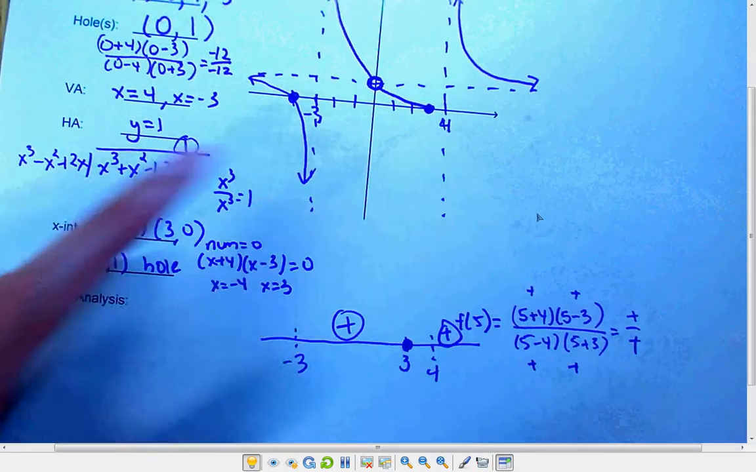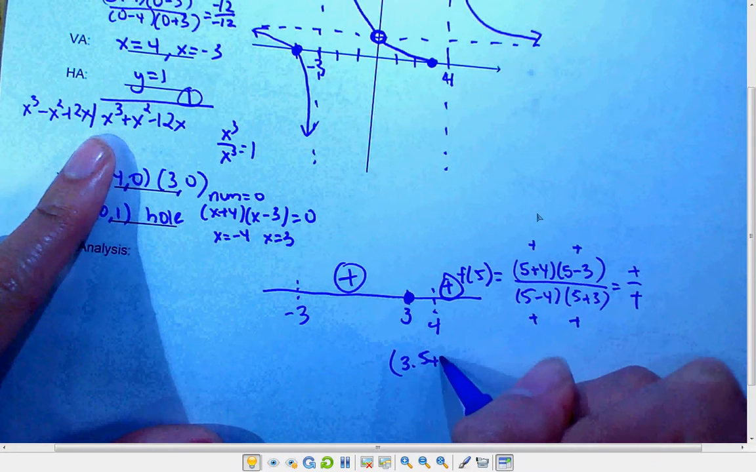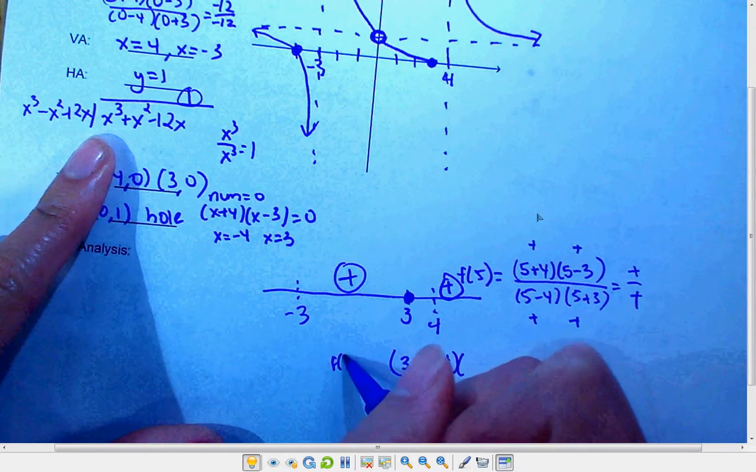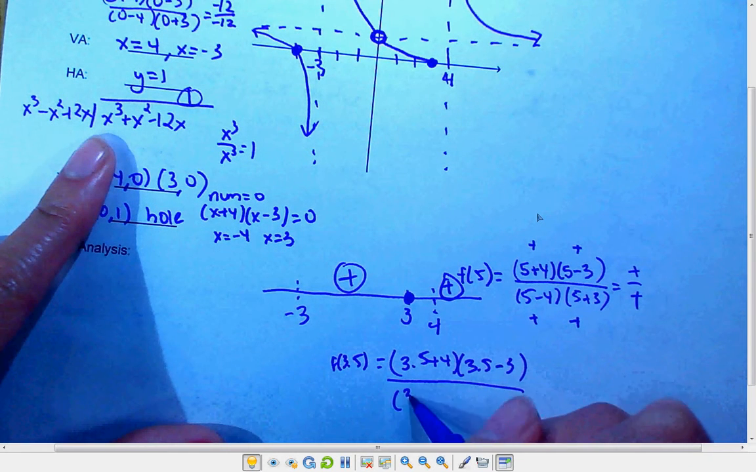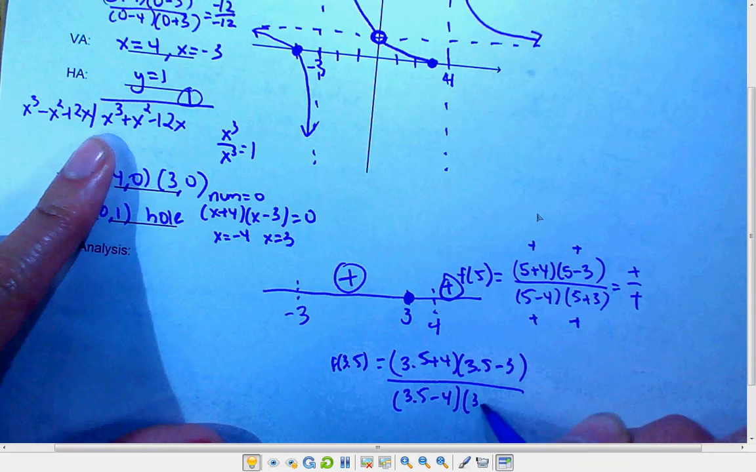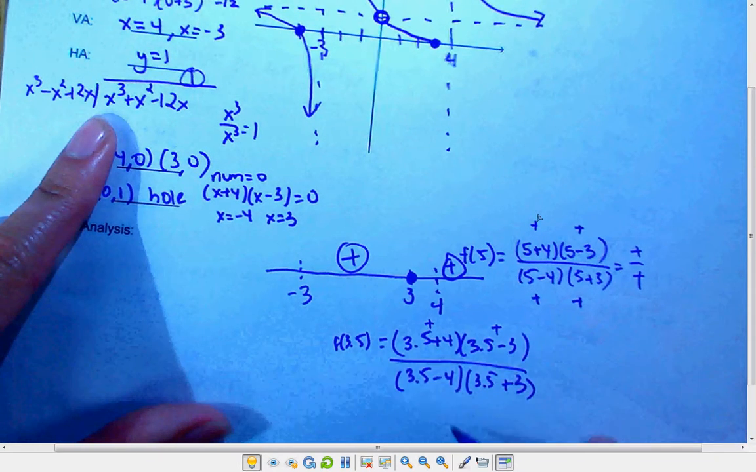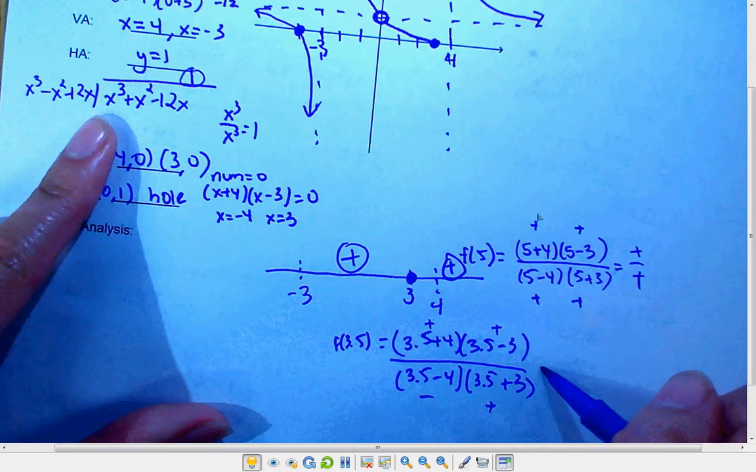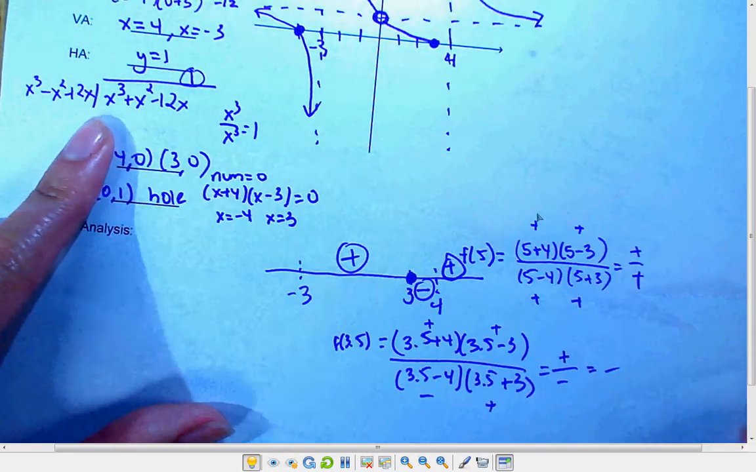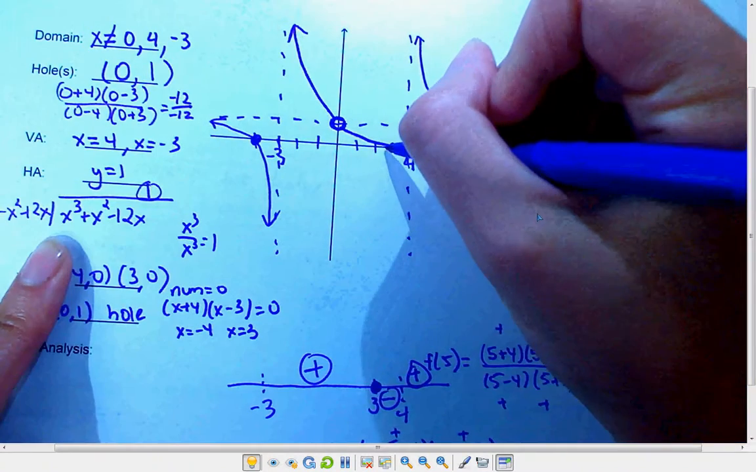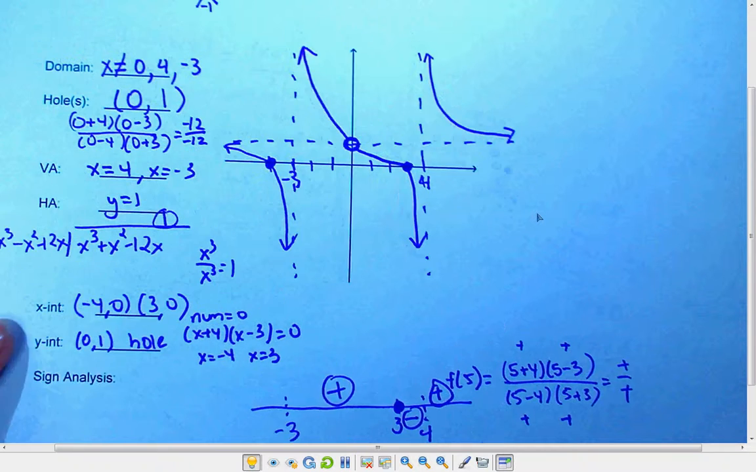And for this section, let's just make sure. If we plug in 3.5, so 3.5 plus 4, 3.5 minus 3, 3.5 minus 4, 3.5 plus 3. So this is going to give us positive, positive, negative, positive. So it's a positive divided by a negative, which is negative. So this section between 3 and 4 is going to be negative. So I know that this section should be pointing down towards my asymptote. And this is my final graph.